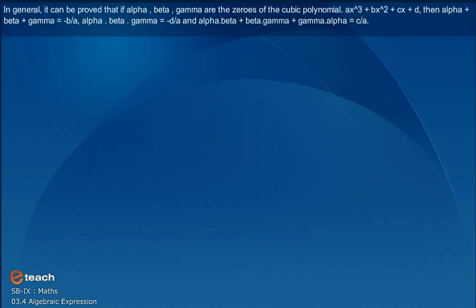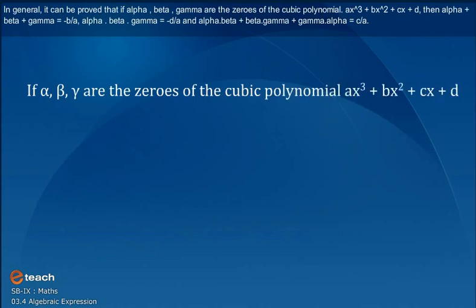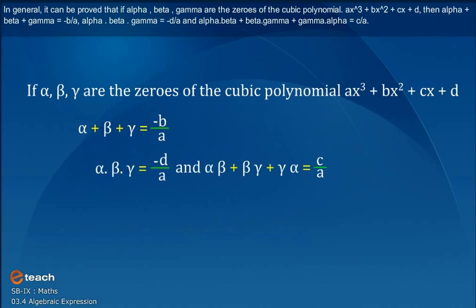In general, it can be proved that if alpha, beta and gamma are the zeros of the cubic polynomial ax cube plus bx square plus cx plus d, then alpha plus beta plus gamma is equal to minus b upon a. Alpha beta gamma is equal to minus d upon a, and alpha beta plus beta gamma plus gamma alpha is equal to c upon a.